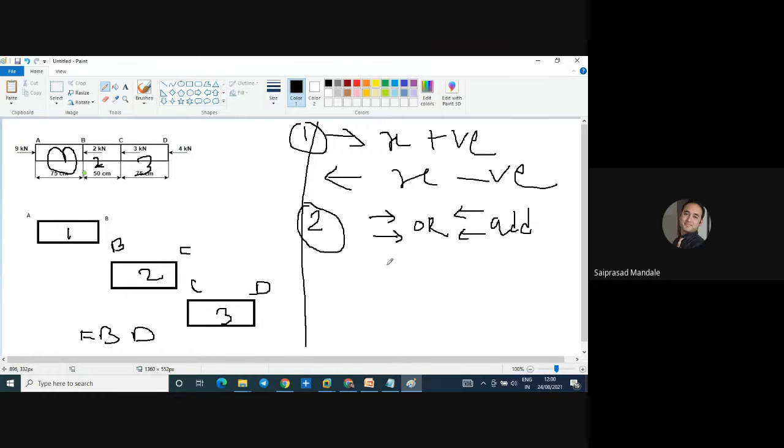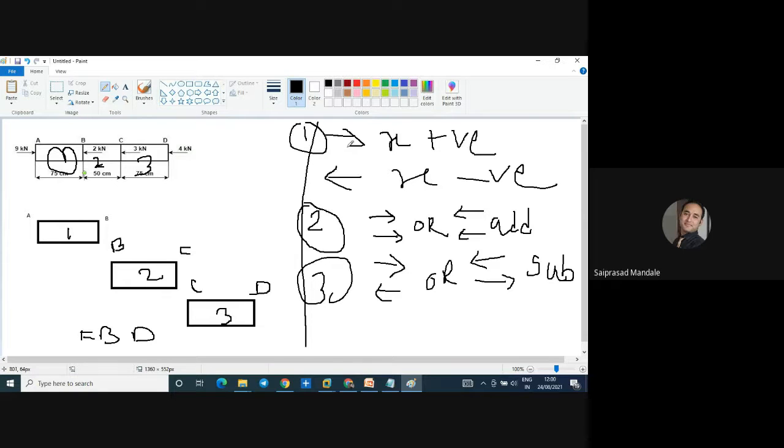Okay. If the forces are in opposite directions, means like this or like this, we will subtract. Whenever the subtraction takes place, we will apply the sign of the higher force. These 3 parameters you have to focus on.